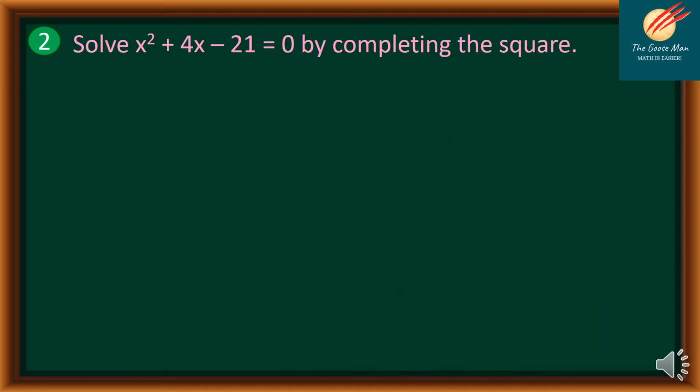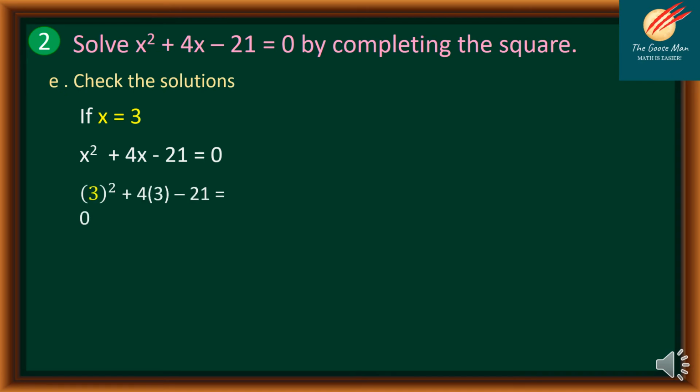Since we found out that x is equal to 3 and x is equal to negative 7, let's check the values whether that will make the equation true. So if x is equal to 3, using the original equation, substitute the value of x is equal to 3. So you have 3 squared plus 4 times 3 minus 21, is it equal to 0? So we have here 3 squared is equal to 9, plus 12, minus 21 equals 0. Or 9 plus 12 is equal to 21, minus 21 is equal to 0. So therefore, 0 equals 0.